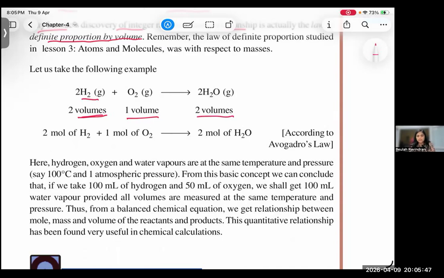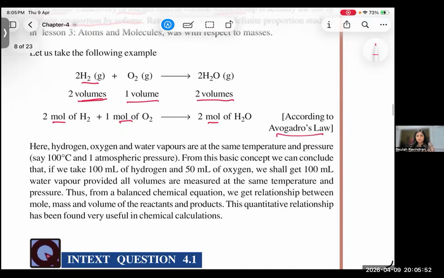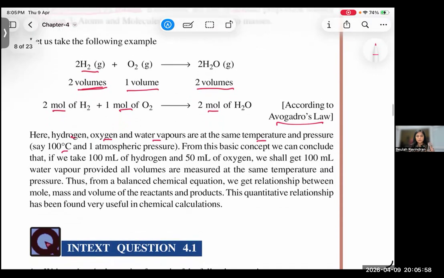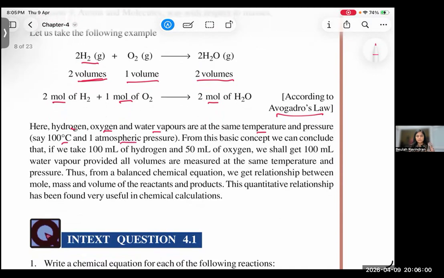And then volume can be considered as mole also, according to Avogadro's law. So hydrogen, oxygen, and water vapors are at the same temperature and pressure, say 100 degrees Celsius and 1 atmospheric pressure. So same temperature and pressure, everything is in. See, from this basic concept, we can conclude that we take 100 ml of hydrogen. That is 2 volumes, right? Then what will be the 1 volume?